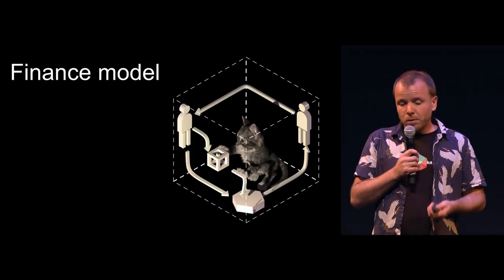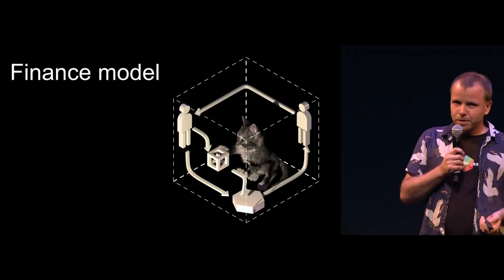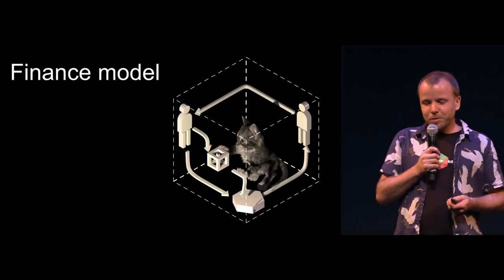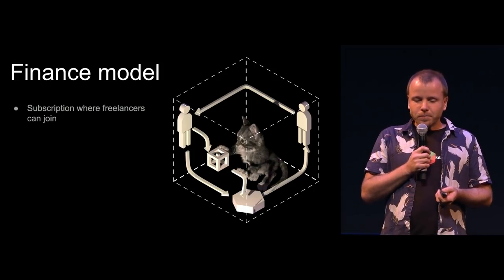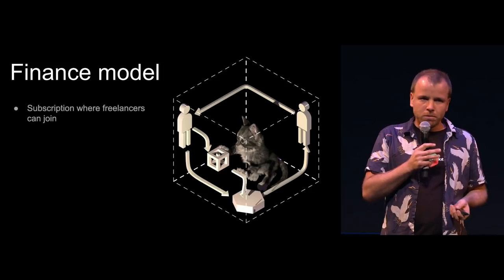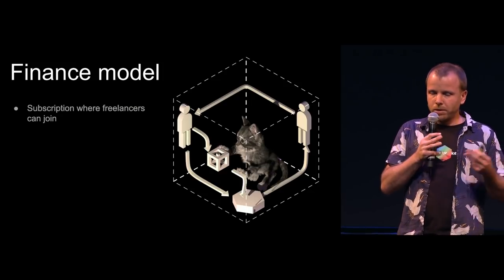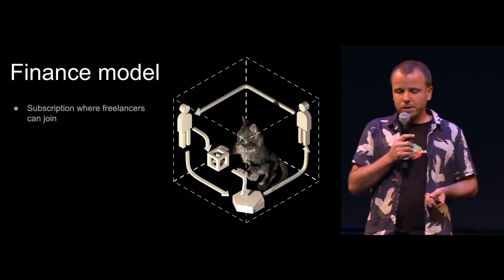And here I come to our finance model, which is a bit weird. That's why we want to explain it a bit. It's a subscription, so everybody can pay $10 a month or something like this. And basically, everybody then gets unlimited downloads for that. And the subscription is shared to the artists.